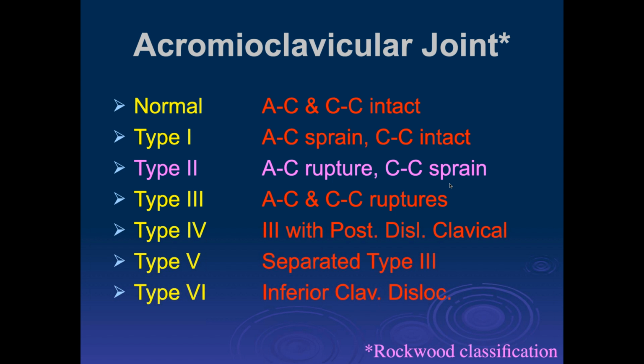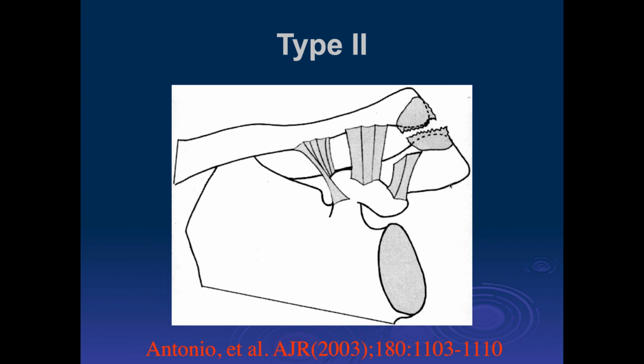The acromion is tugging on that clavicle all the time. We think the clavicle is superiorly displaced, but actually it's the acromion that's inferiorly displaced. So then the type 2 lesions, we have a rupture of the AC capsule and the CC sprain.